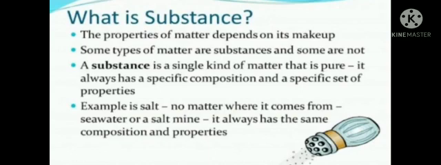What is a substance? The properties of matter depend on its makeup. Some types of matter are substances and some are not. A substance is a single kind of matter that is pure. It always has a specific composition and a specific set of properties. You can see the example. Salt. No matter where it comes from, seawater or a salt mine, it always has the same composition and properties.